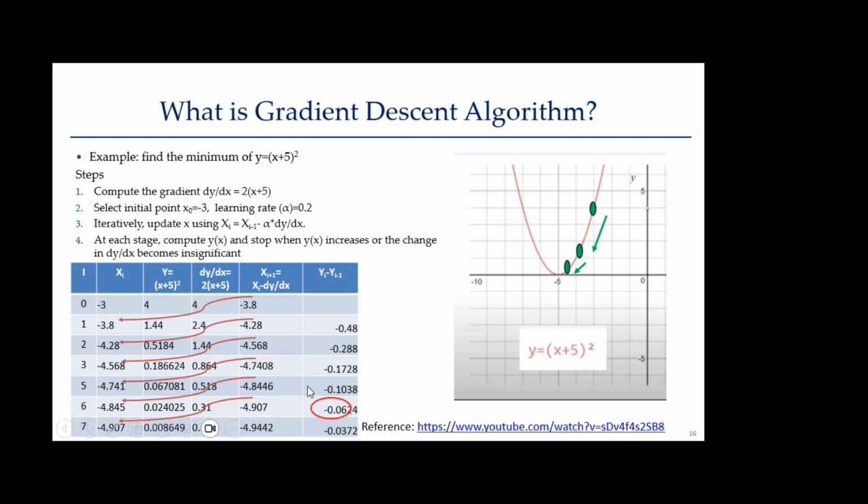So in this case, we can stop at stage 6 or step 6, where the change in y becomes very insignificant. It's here 0.06. This means we can stop. However, if we'd like to move more, we can continue. We will produce less and less difference.